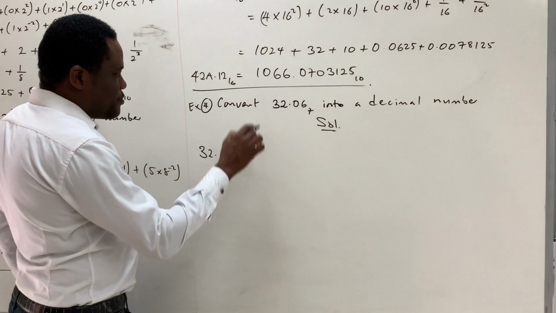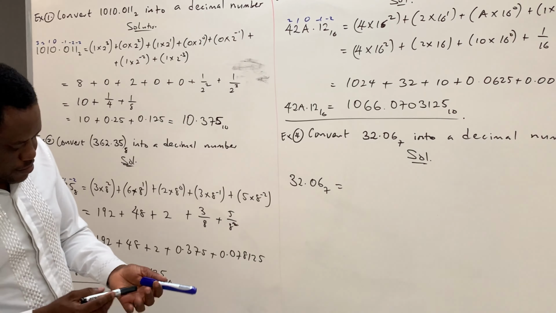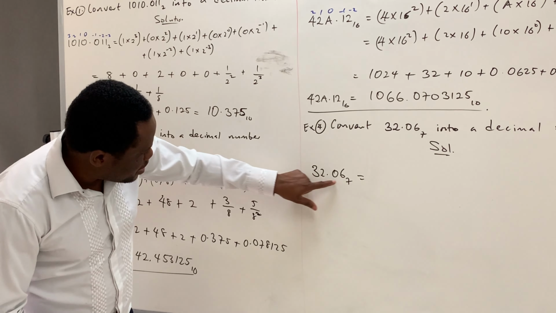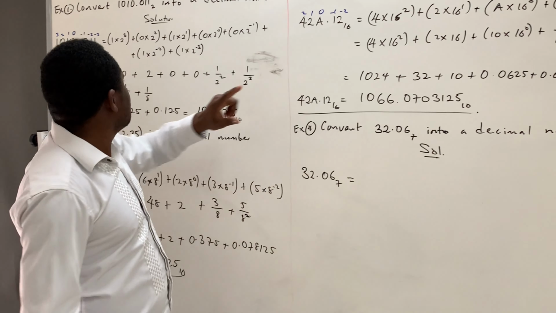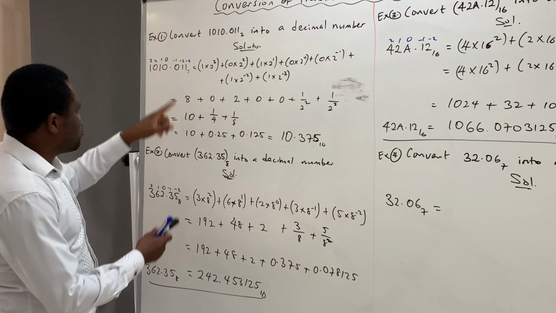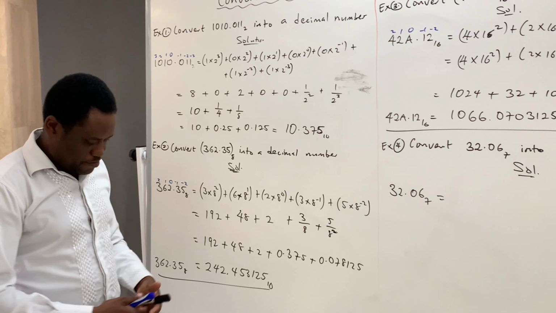32.06 in base 7. This is another base now, right? You can see that all the digits here are not up to 7. All the digits here are not up to 7. Because it's the base.